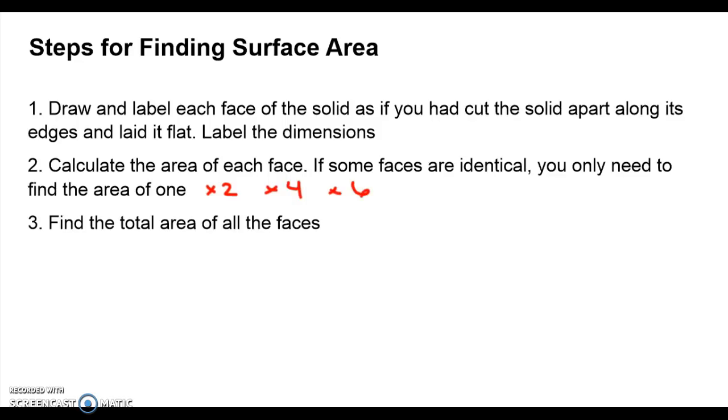If you have, let's say, a hexagonal prism, that means you're going to have 6 of the same rectangle, so you don't need to find it every single time. And then just add up all of those areas at the end.